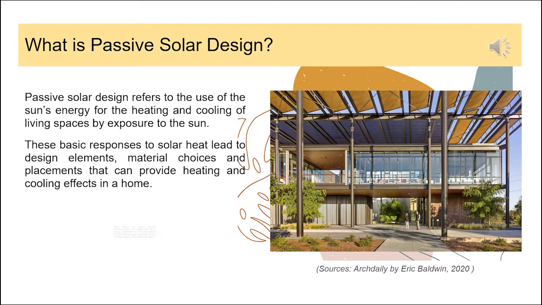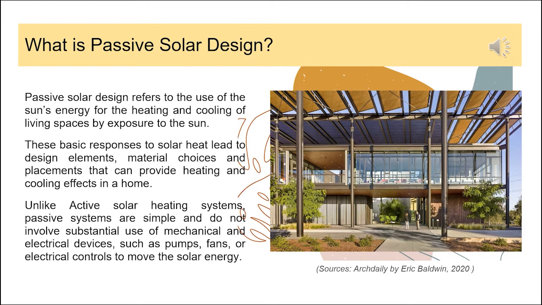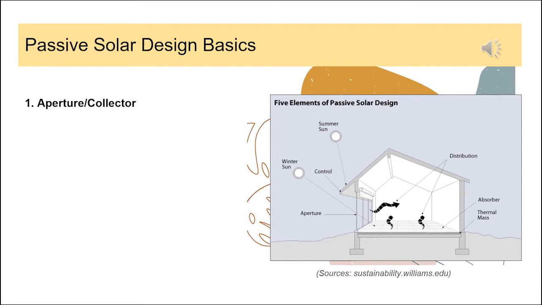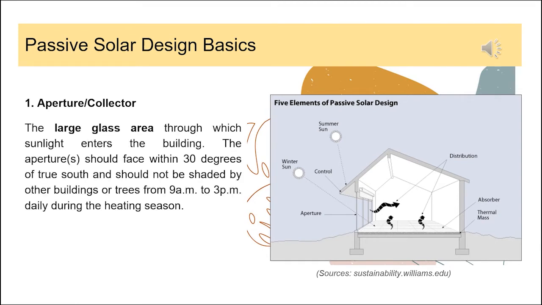Unlike active solar heating systems, passive systems are more simple and do not involve substantial use of mechanical and electrical devices such as pumps, fans, or electrical controls to move the solar energy. So basically, there are 5 basic elements to achieve a good passive solar design. The first one is an aperture or collector. It is a large glass area or basically a window through which sunlight could enter the building passively.